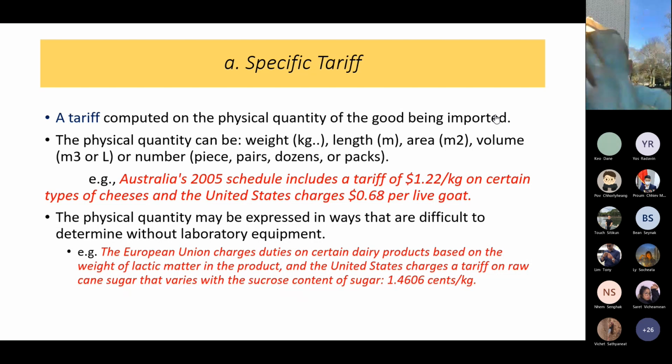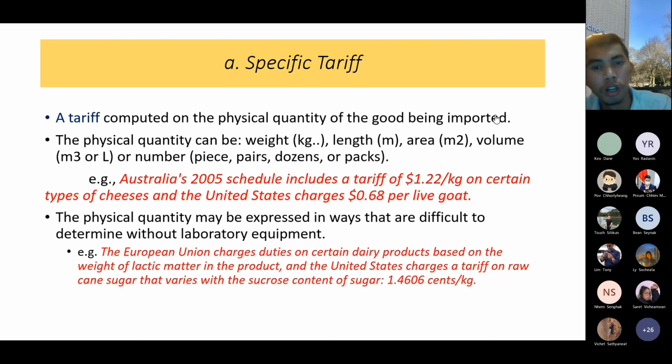Non ad valorem is not related to the price but related to the physical quantity. For specific tariff, physical quantity is very hard for a developing country like Cambodia, because we have no specialized laboratory equipment to measure kilogram, to measure length. For example, some products are too tiny that we cannot use a simple scale to weigh them, so we need to use a microscope to check the actual weight of them.